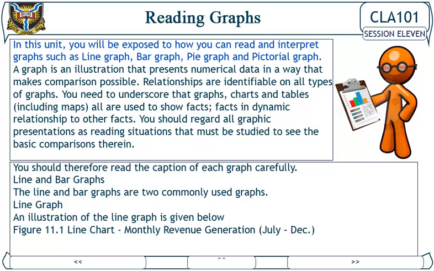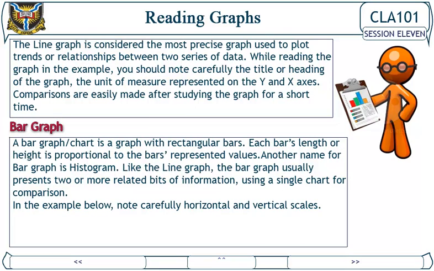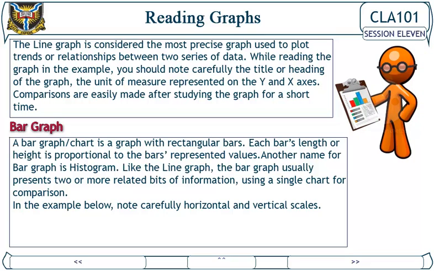Line and bar graphs. The line and bar graphs are two commonly used graphs. Line graph. An illustration of the line graph is given below. The line graph is considered the most precise graph used to plot trends or relationships between two series of data. While reading the graph in the example, you should note carefully the title or heading of the graph, the unit of measure represented on the Y and the X axis. Comparisons are easily made after studying the graph for a short time.